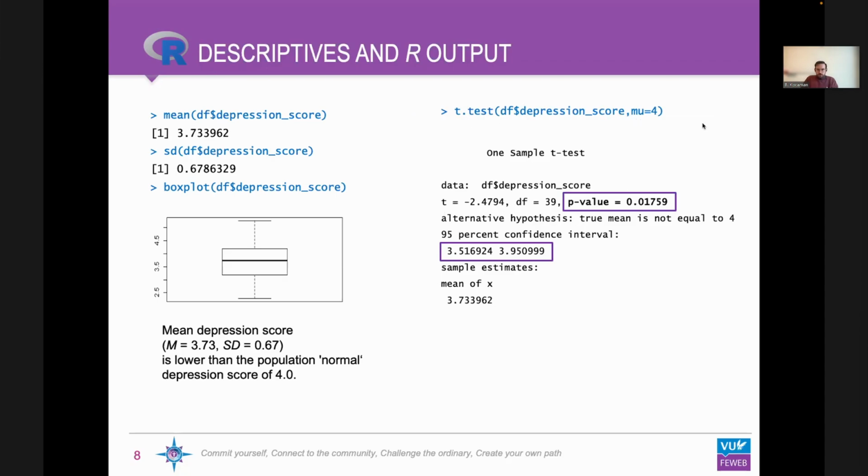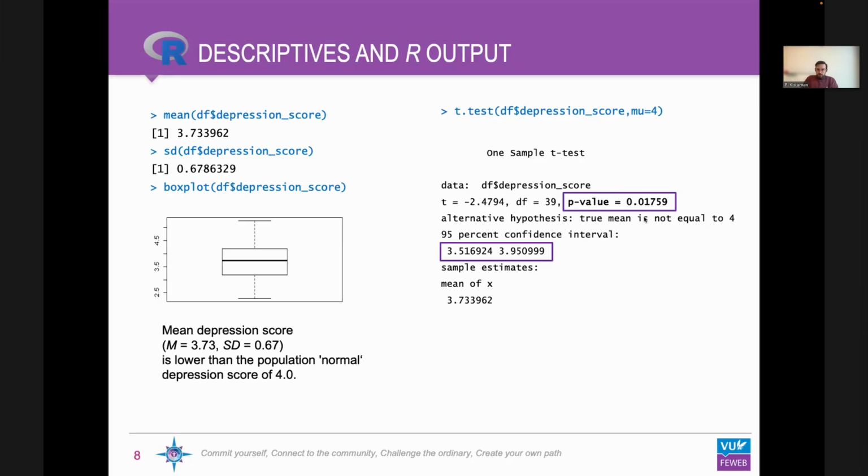Okay, so we write this line of code and we get our results. Here you have the test statistic, which is a t value, degrees of freedom, and p-value. We focus on the p-value to make our conclusion. You can also use the t-value if you want to. Because our significance level was 0.05 and this p-value is smaller than that, we reject H0. And in this case, H0 is that the mean depression score in the population is 4.